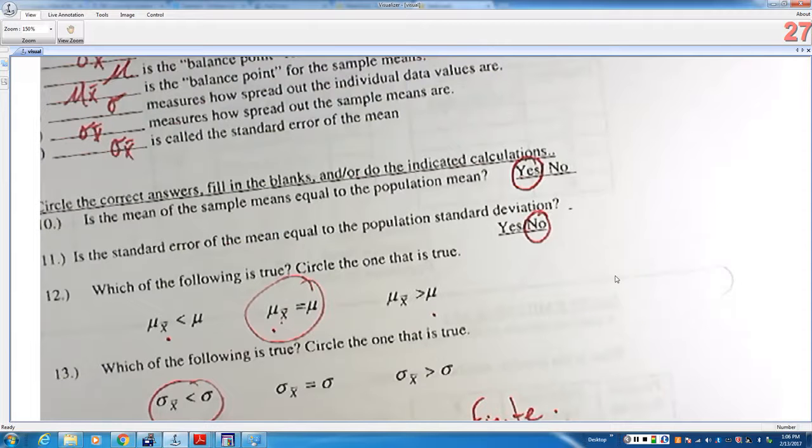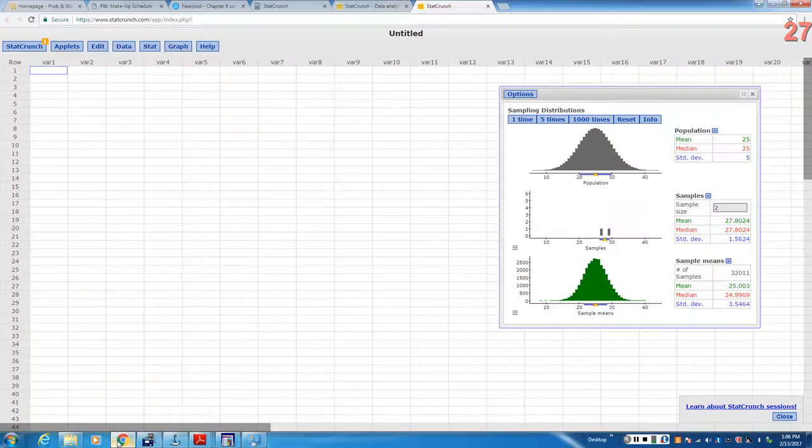Let's look at this one right here. So go ahead and complete that. Go ahead and make sure you have everything on there, and I'm going to give you a grade for it. Okay? So turn it in. But now let's look at this one right here.